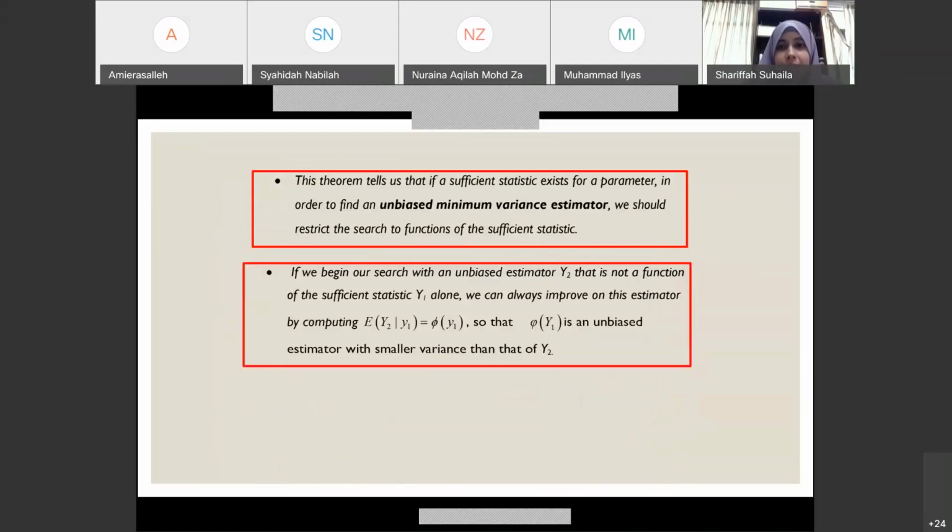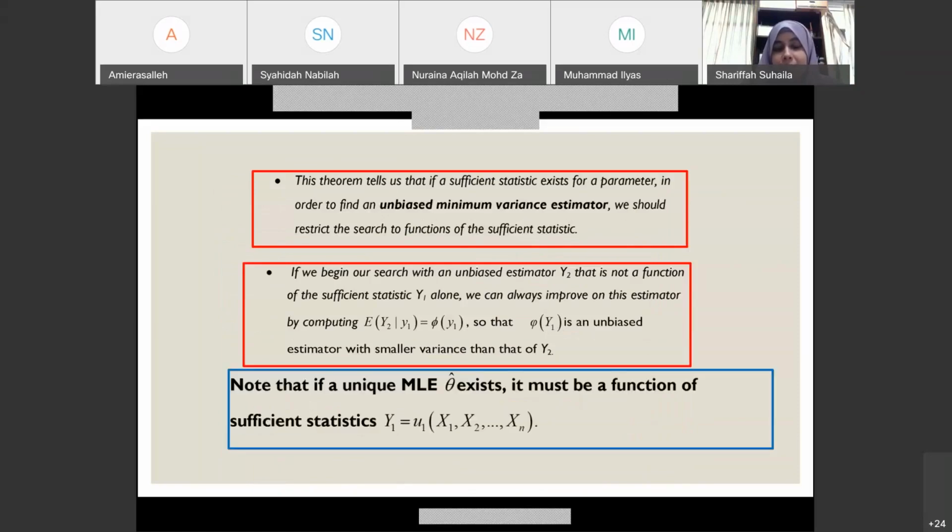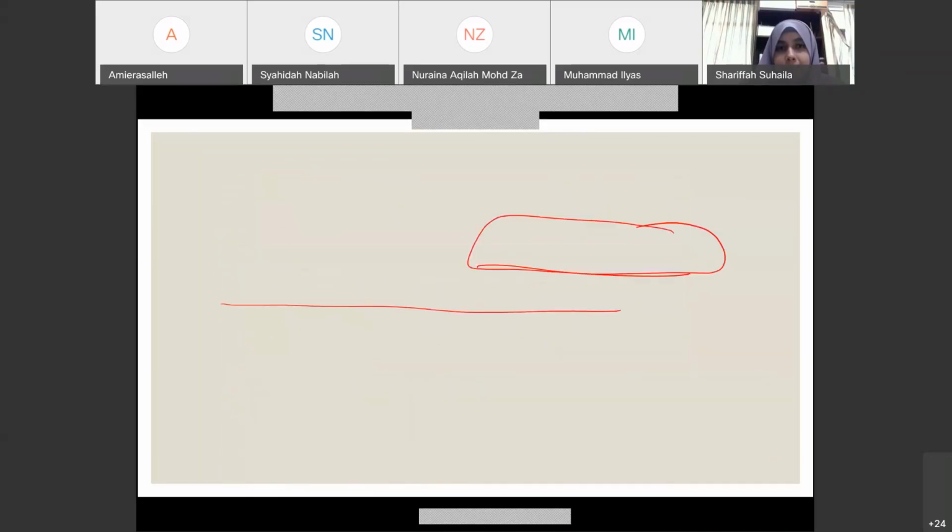So actually we restrict to the function of the sufficient statistic. Okay, and then find the relationship between the function of the sufficient statistic and the MLE. So normally if we have a unique MLE theta hat that exists, it means theta hat must be a function of the sufficient statistic. Okay.